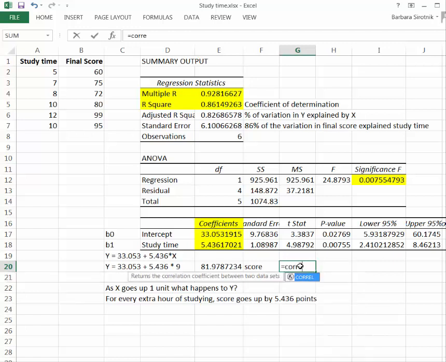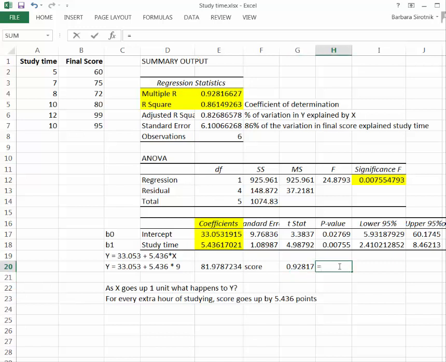The first would be the equal CORREL function, which I believe you're already familiar with. That's the correlation. I'll go ahead and highlight all of my study times. That's my array 1, comma, all of my final exam scores. That's array 2. And that's my correlation of 0.928. So that's good. And if I want the coefficient of determination, all I have to do is square that.